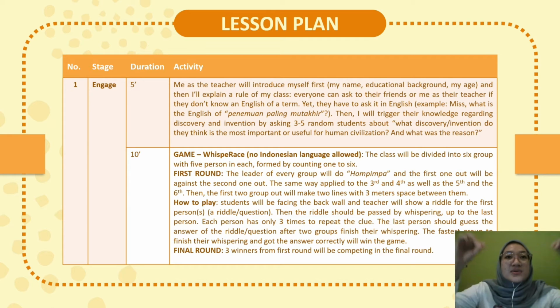So if the clue has arrived, the last person should raise their hand, and the first group to raise their hand is of course the fastest. But I will wait until all groups finish their whispering, and then I will ask them the answer of the clue or the riddle. The fastest group to finish their whispers and get the answer correct will win the game. If both of the groups didn't find the correct answer, then I will ask anybody in that group who knows the answer. Then the one who knows the answer will be the winner. But if no one knows, then the fastest group will win.